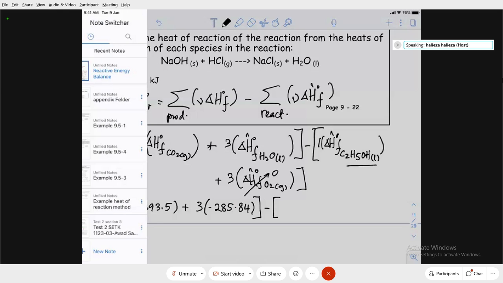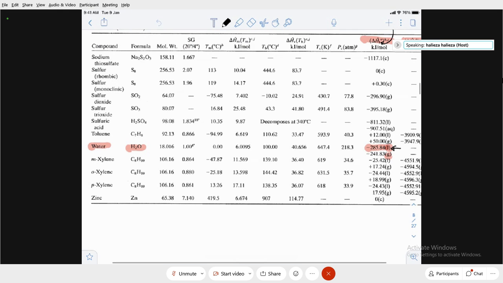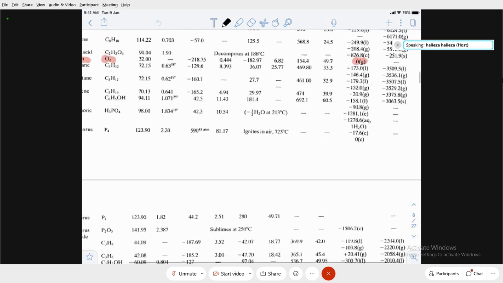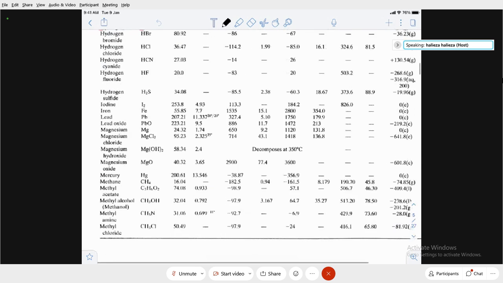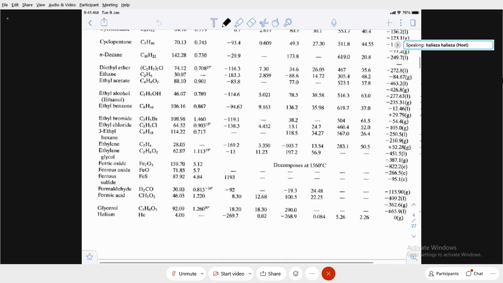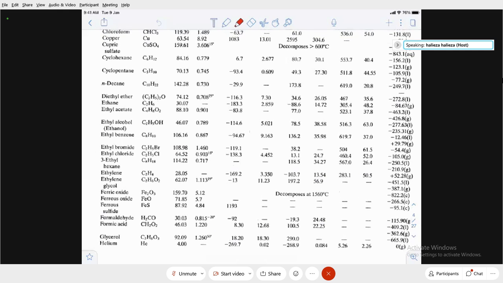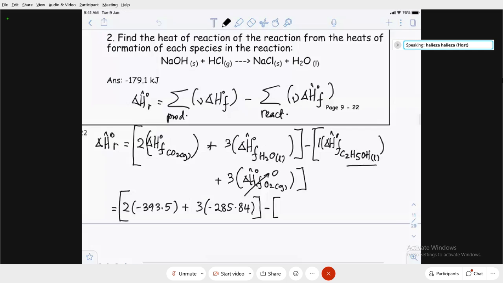The heat of formation of ethanol, that is ethanol liquid phase. So let's again look it up in appendix B1 for liquid ethanol. It will be somewhere here. Let me highlight it. This is ethanol. The heat of formation for liquid phase, that's liquid. Okay, that's negative 277.63. Okay, let's remember, negative 277.63.